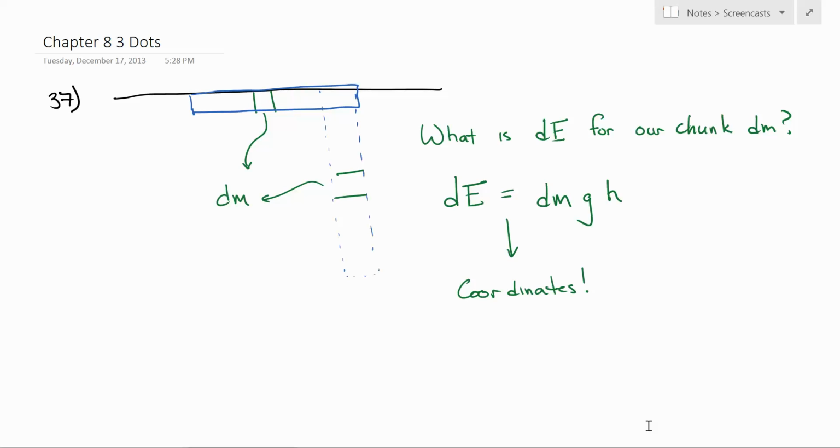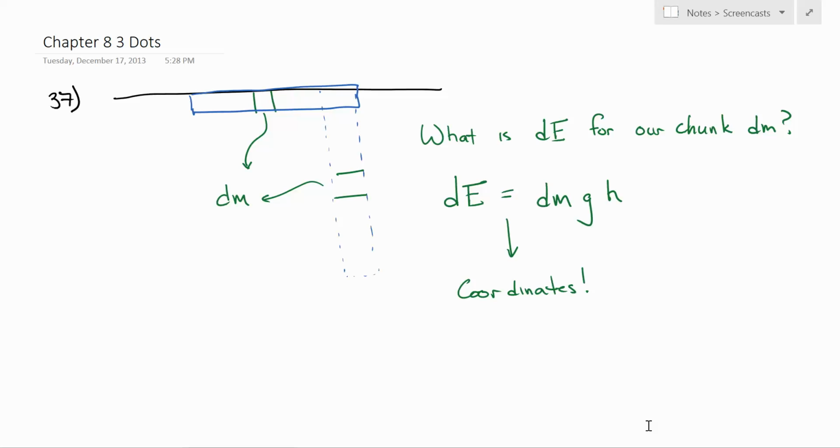So 37 asks, if I have a rope, and this rope is attached to the ceiling, and then one end is released, and it falls. All but one end is released, I guess, actually. And it falls, what is the change in energy? And so they suggest, consider a differential slice or an infinitesimal slice of the chord, and then use integral calculus.